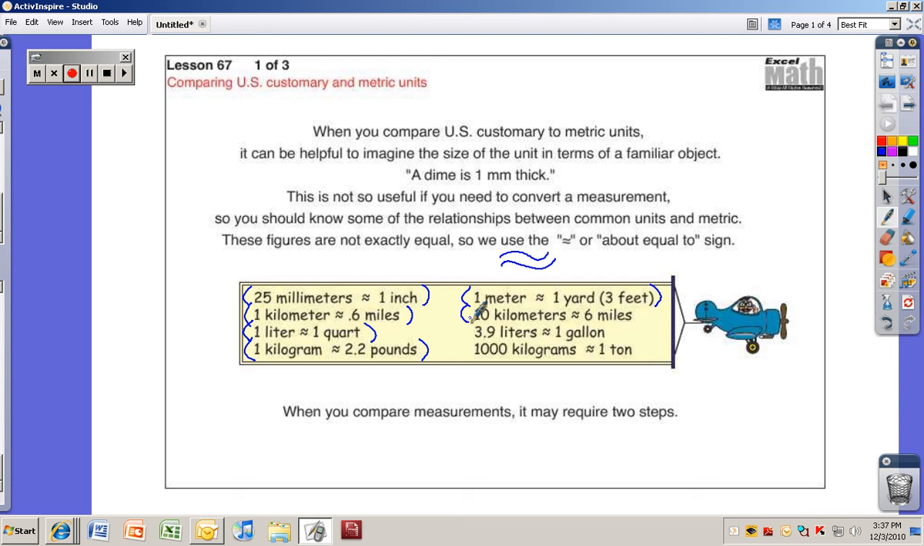10 kilometers is approximately equal to 6 miles, and 3.9 liters is about 1 gallon. 1,000 kilograms is the same weight as about 1 ton. And you can see that these two are related to each other because a kilogram is about 2 pounds. So if you take 1,000 kilograms, a ton is 2,000 pounds, and so you can see that this relates to this kind of like that one relates to that. 1,000 kilograms, you double it, you get 2,000 pounds. 1 kilogram, you double it, and you get 2 pounds.